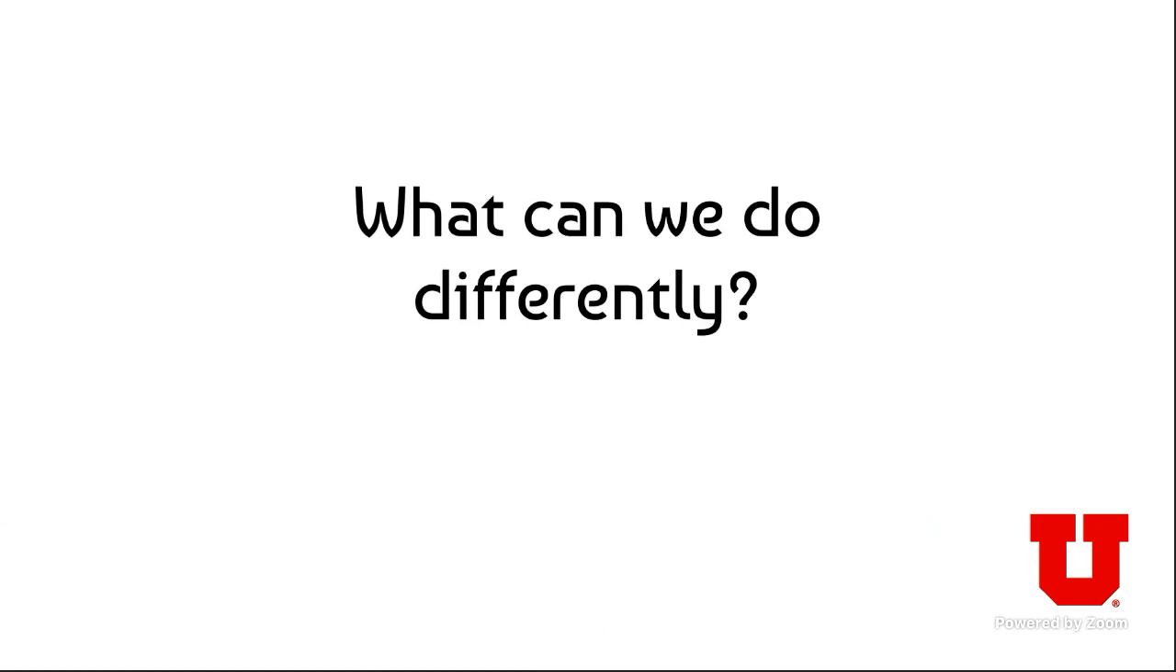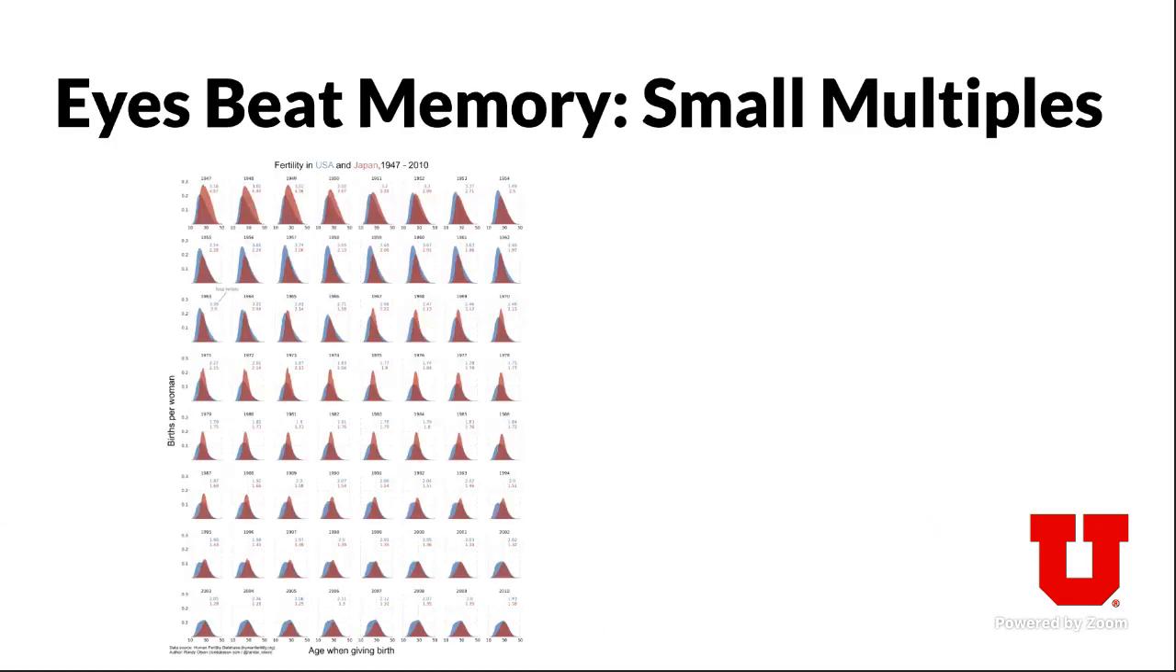So what can we do differently? Here is the high-speed memory approach of simply showing every frame of that animation separately. So here we have fertility in the US and Japan from 1947 to 2010, with all of these little charts. And you can see something here. You can see that the fertility rates in both countries are changing. They're declining. You can see that there might be some kind of flip at some point, but maybe this is still not a great chart. What's not so great about this chart?